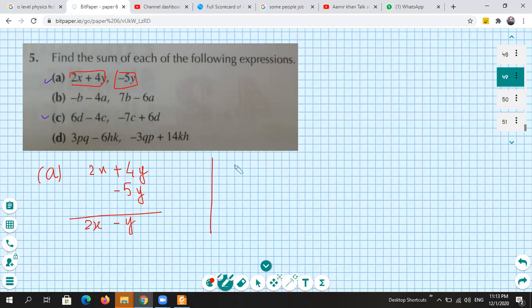Similarly, in part C, we have two expressions. The first one is this, and the second one is this.